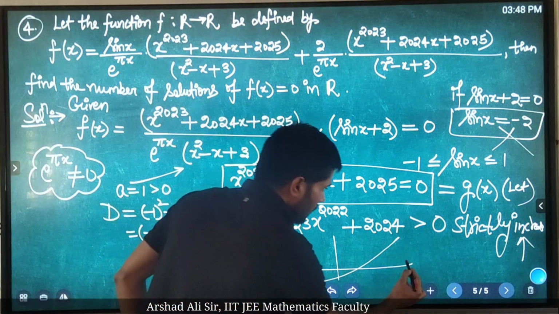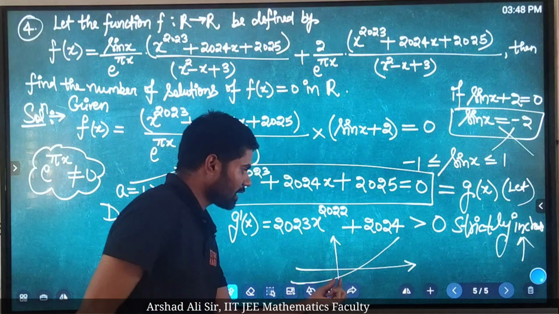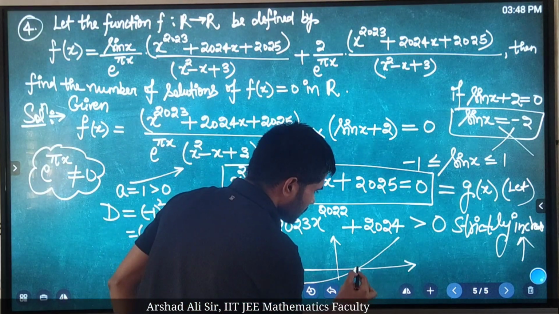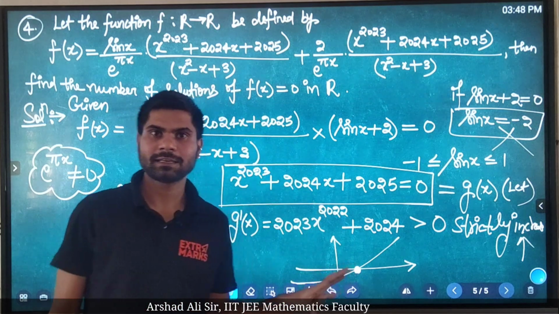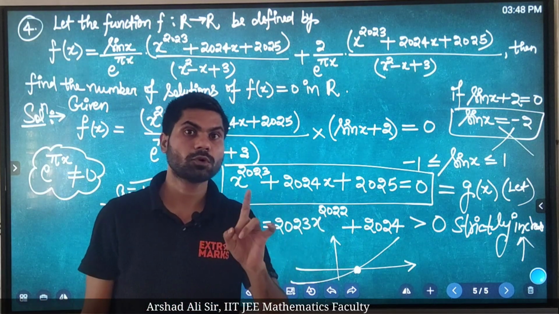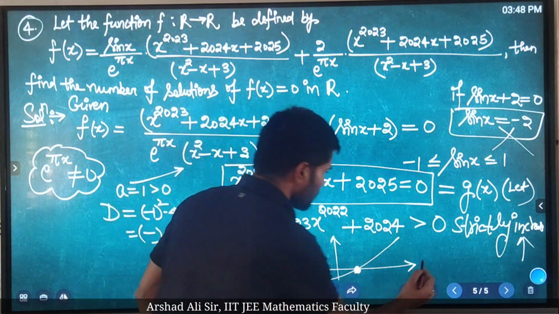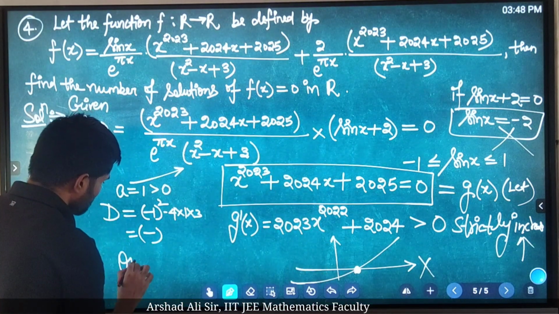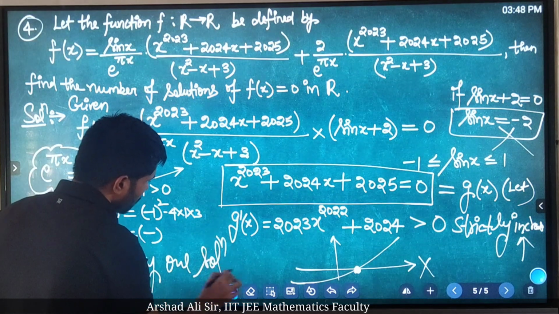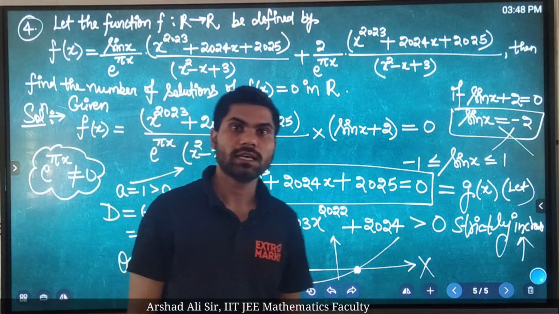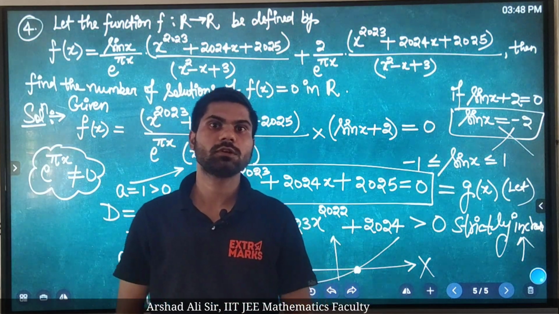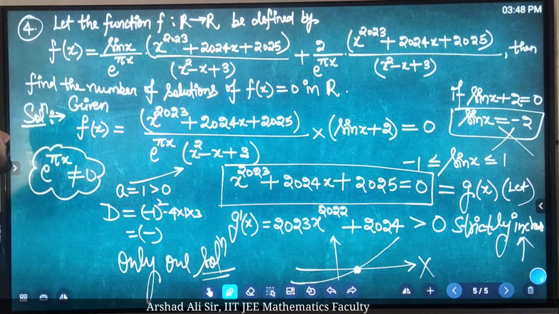And now see, this graph will cut x-axis at only one point. Roughly I am drawing the diagram, but this graph will pass through only one point at x-axis. Okay student, so we will get only one solution. And remember one more thing, if a function is strictly increasing or strictly decreasing, then function will be 1-1. So it was our question number 4.